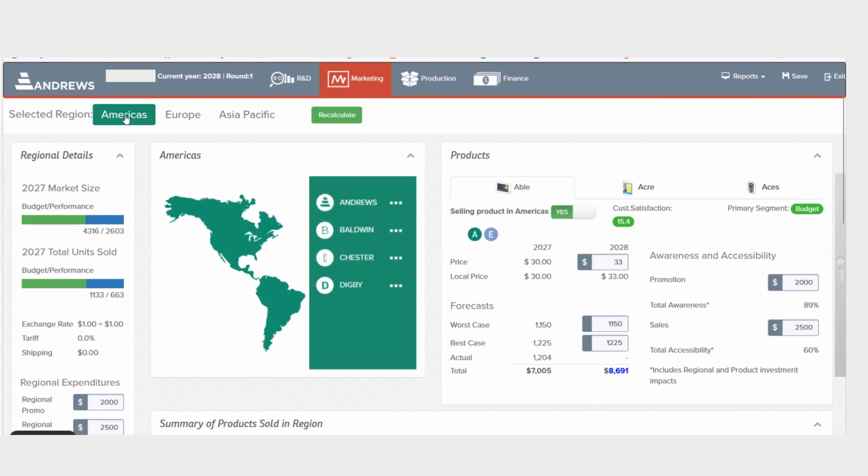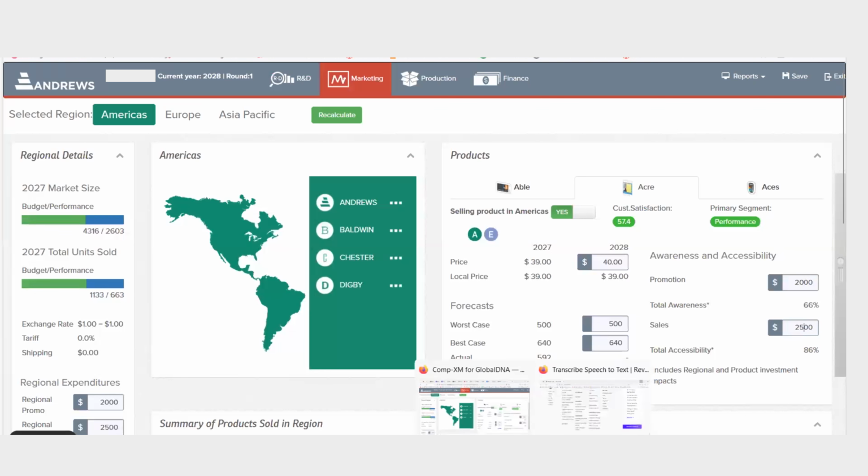Okay, starting with the second product that we are having, that is ECAM. This is a performance product. So for the price, we are charging it at $40, and you can see for promo and sales budget, again, just like for our first product, budget product Able, we are spending 2,000 on promo and also 2,500 on sales. And the worst case, we are estimating that we're going to sell about 600. Best case, we're going to have about 650.